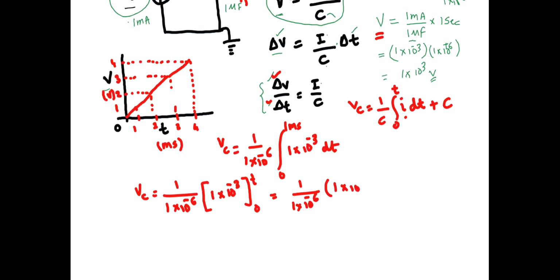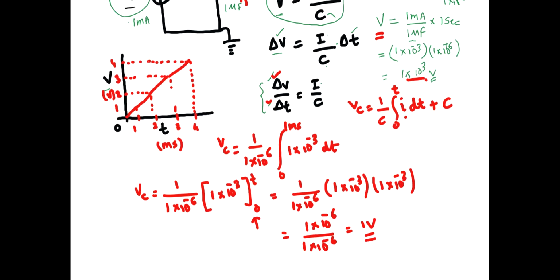When you put the value of t, which is 1 millisecond here, it will be 1 into 10 to the power minus 3, and when you put 0, the second term will be 0. If you solve this, it is 1 into 10 to the power minus 6 divided by 1 into 10 to the power minus 6. It is 1 volt. Very simple. This is what we just calculated. This was the answer for t equal to 1 second, but if you have t equal to 1 millisecond, you get this one.